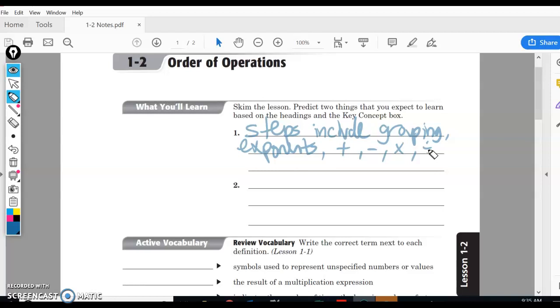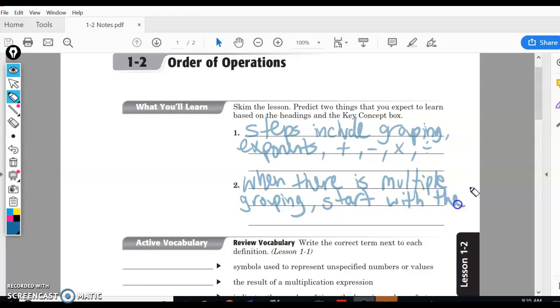A second thing that you're going to learn today is that when you have multiple grouping symbols, so when there's multiple grouping, you're going to start with the innermost.